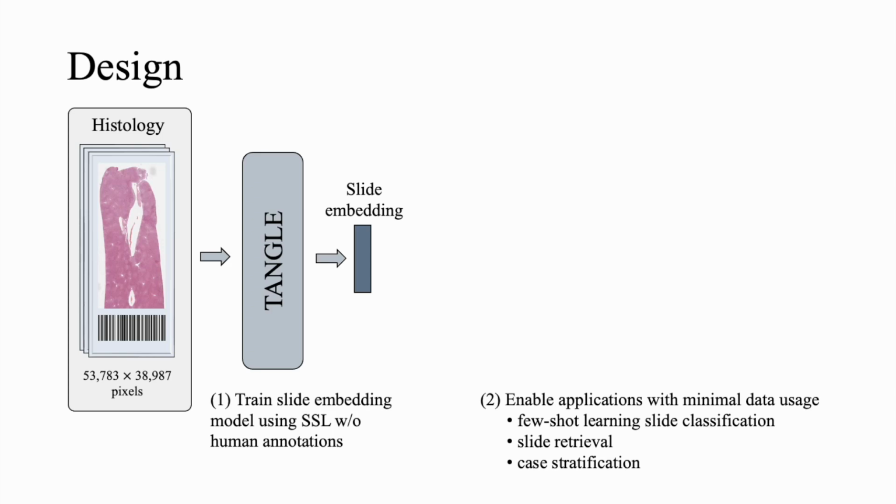And once we can infer the slide embedding, we can do a bunch of cool stuff with it, since it enables applications with minimal data usage. For instance, we can think about few-shot learning on slide classification, whether we have a cancerous tissue sample or a healthy one. Or we can also think about retrieval tasks, where we can query from a huge database and find similar cases.